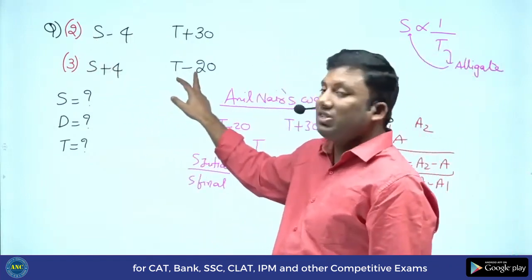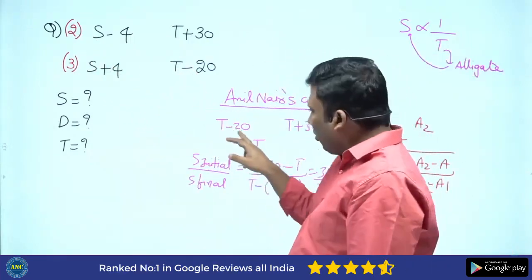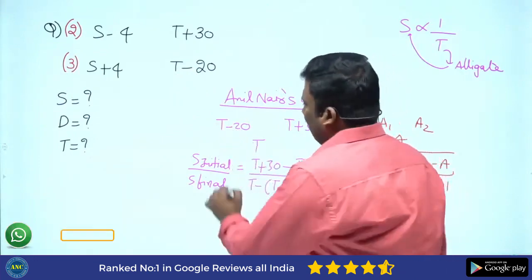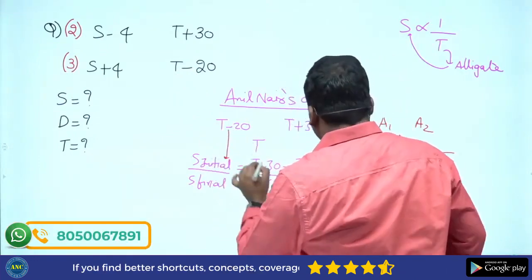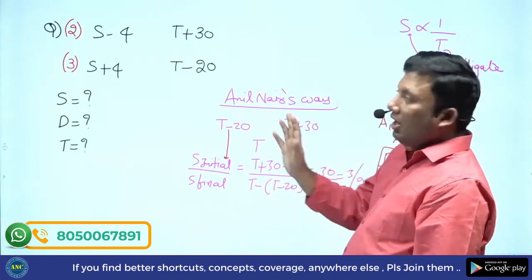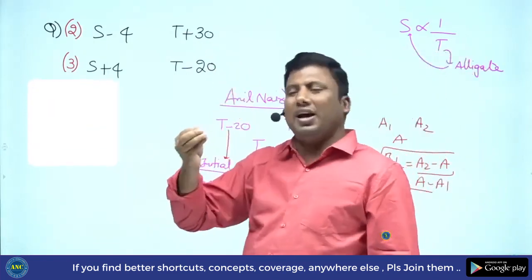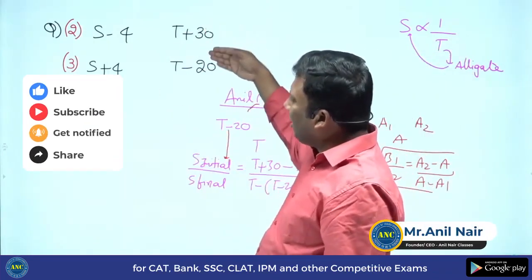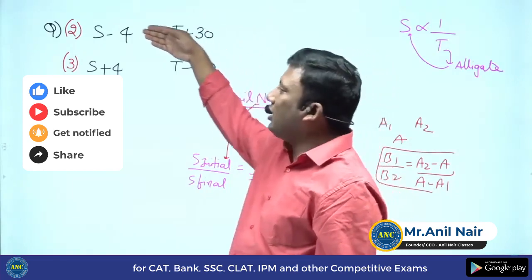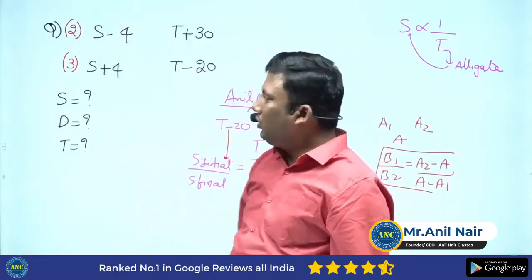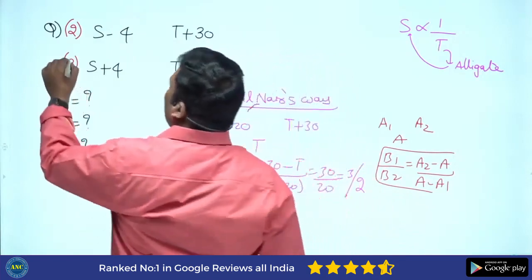Why? Because initially it is T minus 20. The lowest I took as T minus 20, right? Corresponding to T minus 20, I should get 3. I hope it is clear. Or in simple language, the change in time ratio is 3 is to 2, so the speed ratio will be 2 is to 3. Our answer: 3 and 2.